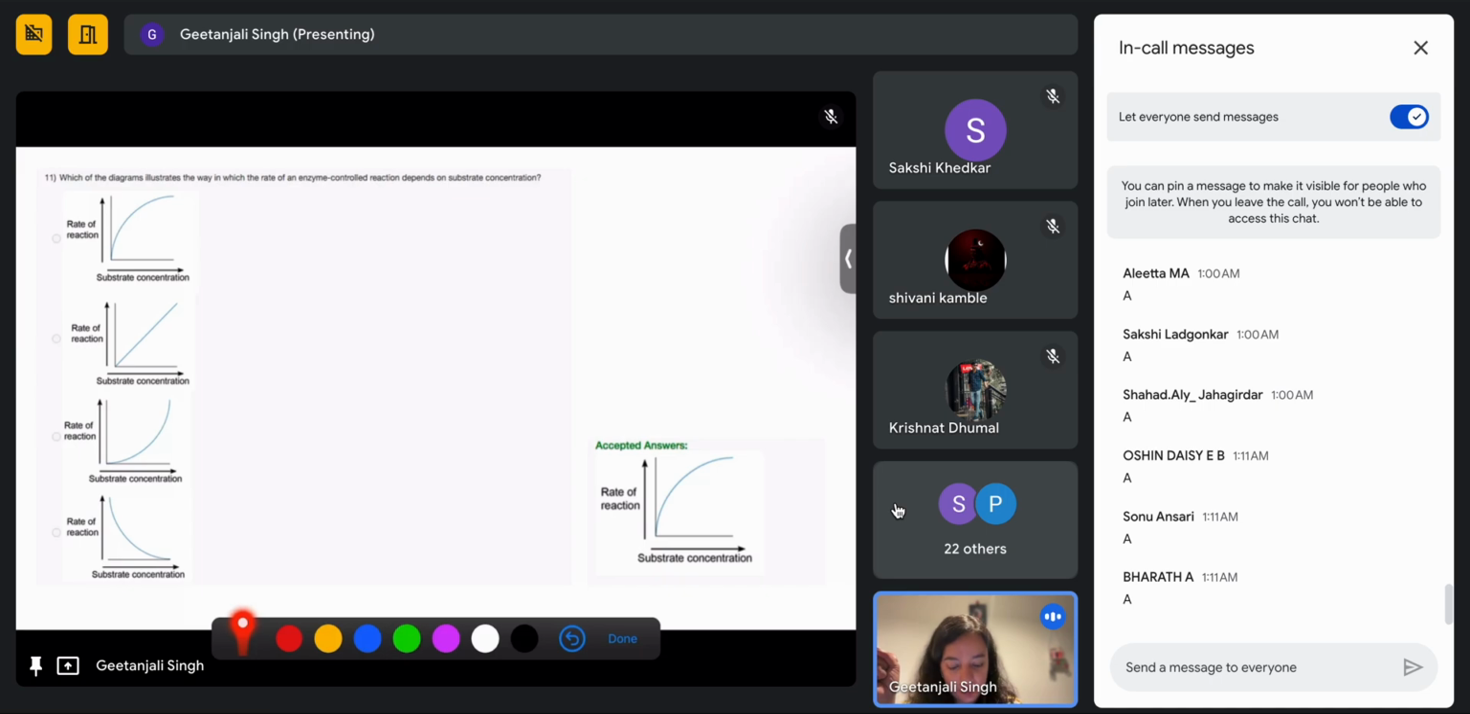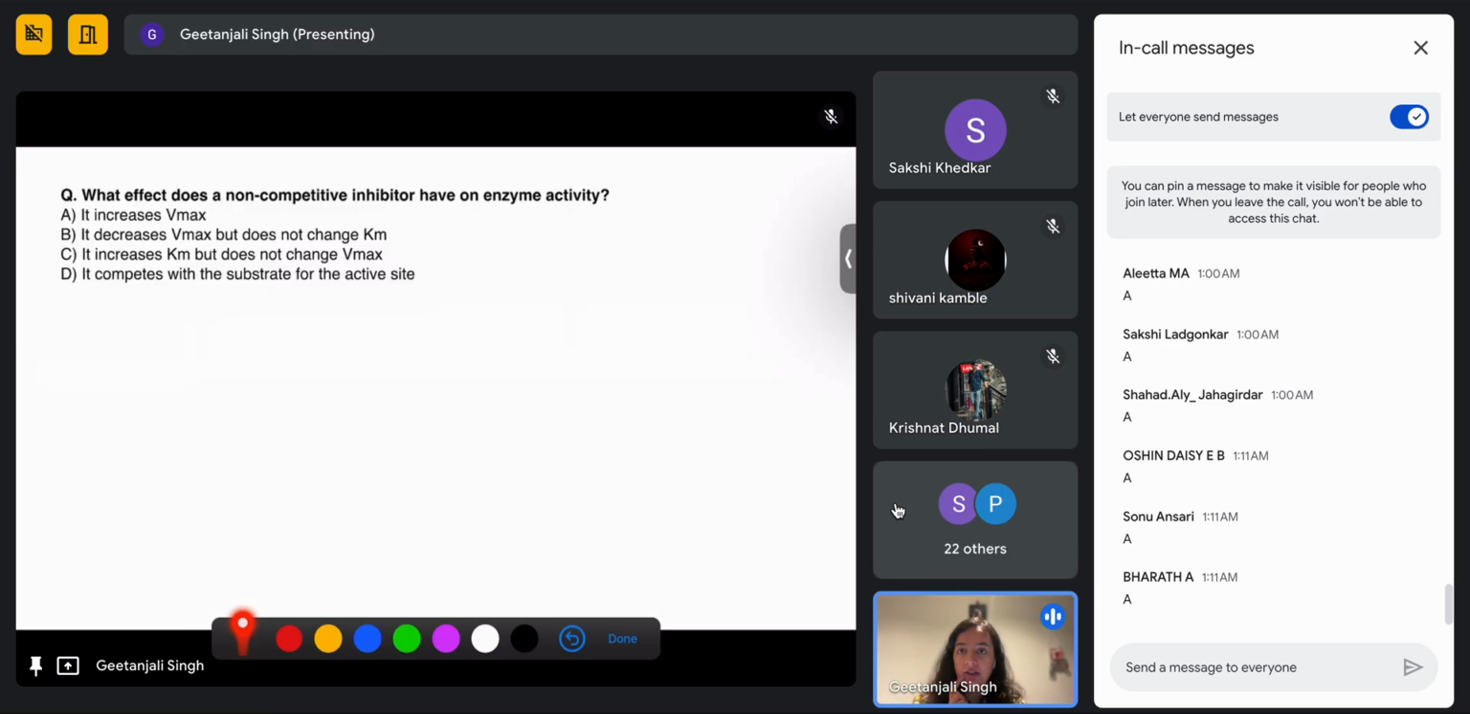Let's move on to the next question. What effect does a non-competitive inhibitor have on enzyme activity? Non-competitive inhibitor. We just discussed the three types of inhibition: competitive, non-competitive, and uncompetitive. Think about it. What effect does a non-competitive inhibitor have on enzyme activity?